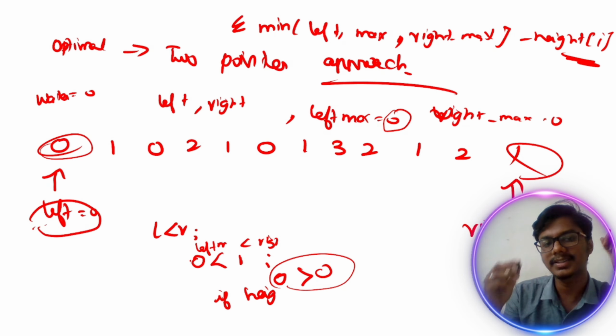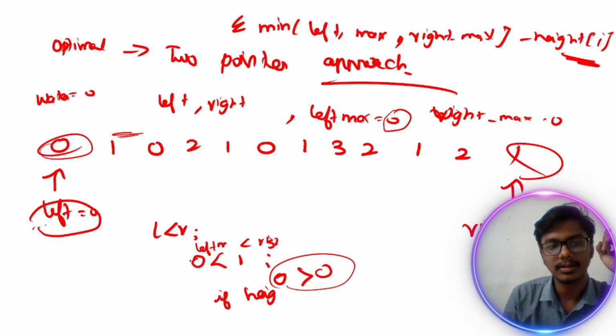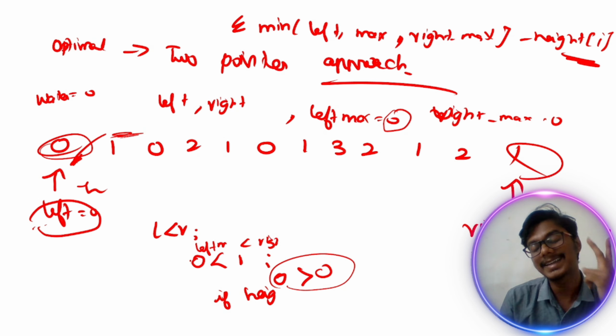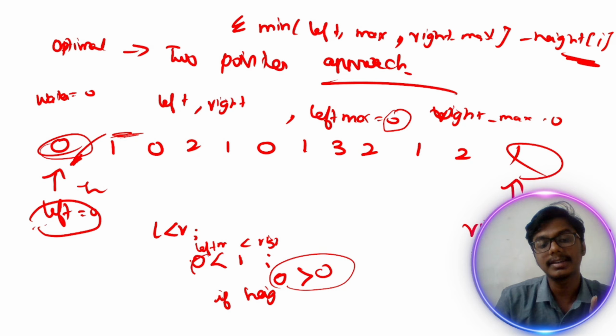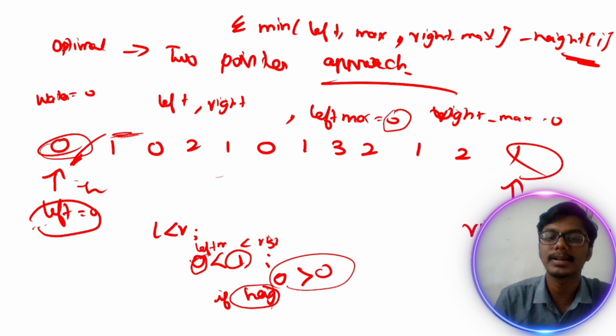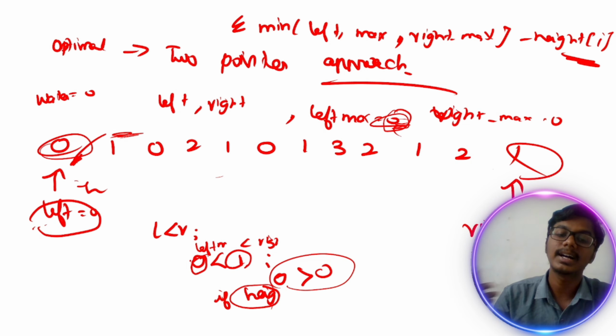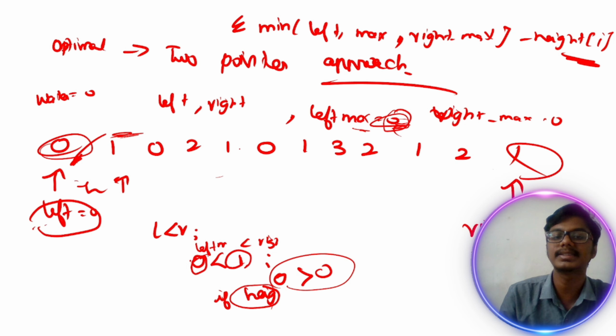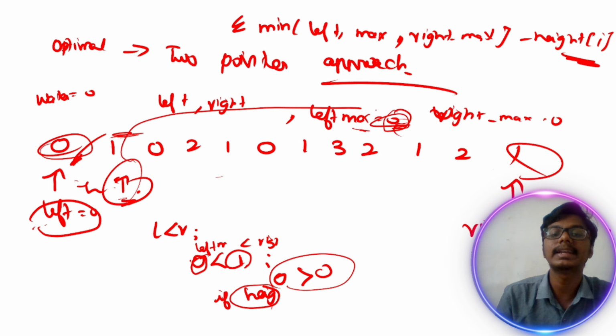So I'm checking three conditions. What are they? First, the left is less than the right, to get into the loop. Second, I check whether the left max is less than the right max. If it is, I check whether the height of left is greater than the left max, which we initialized. If the left point is greater, I reinitialize the left max to it, which is 1, and store that.